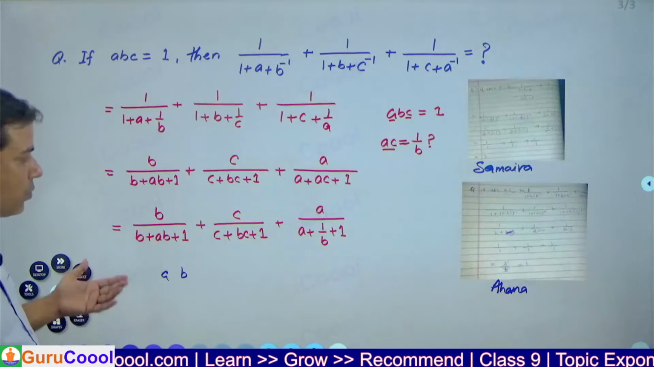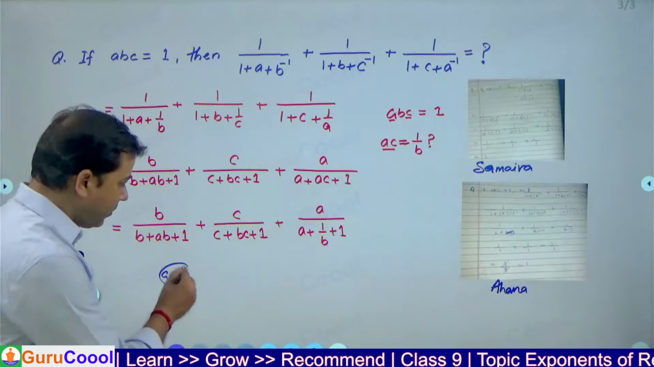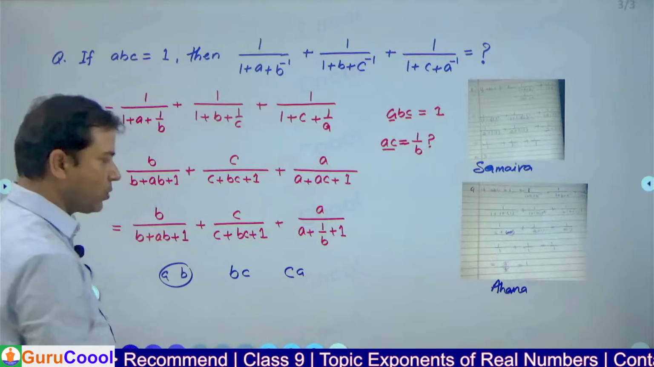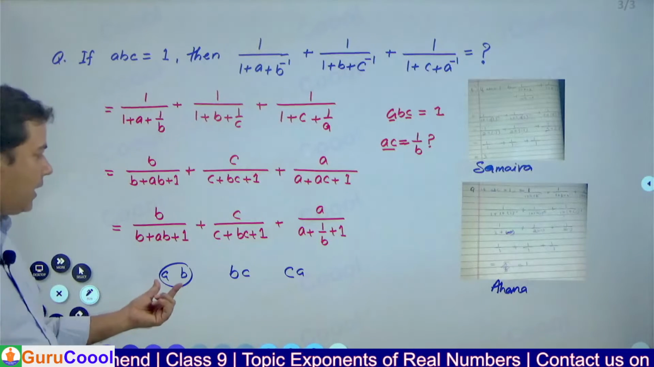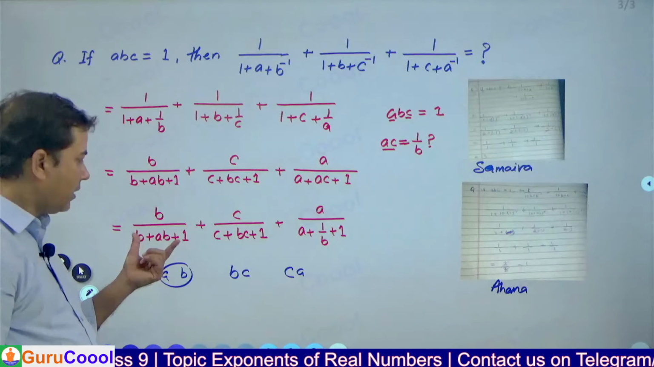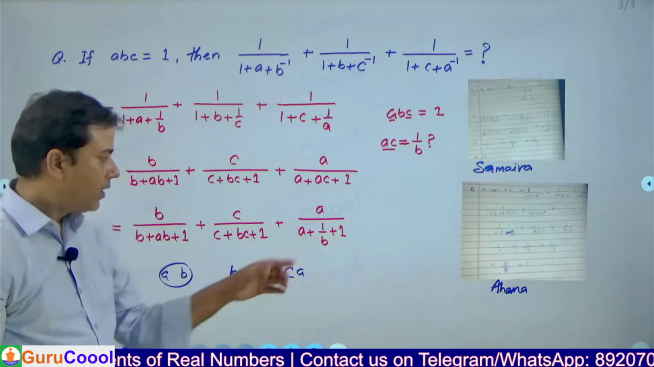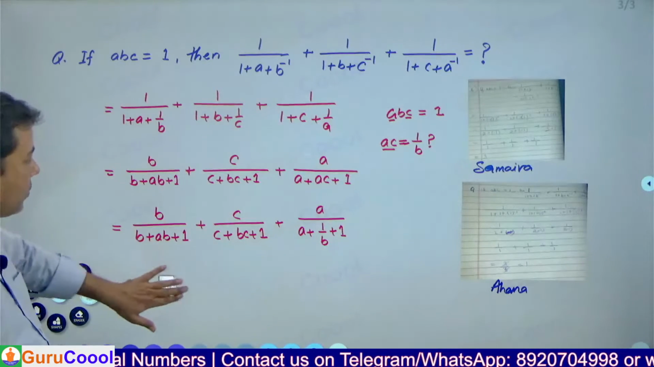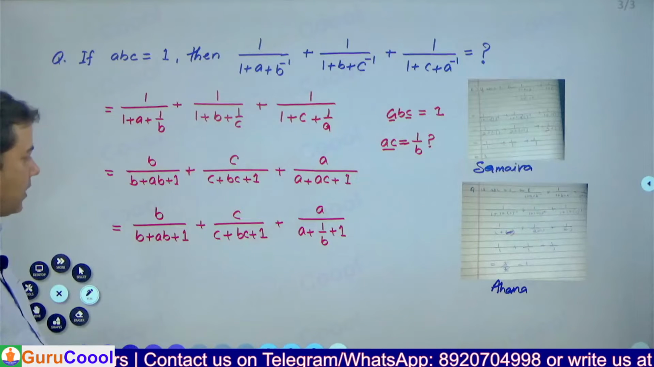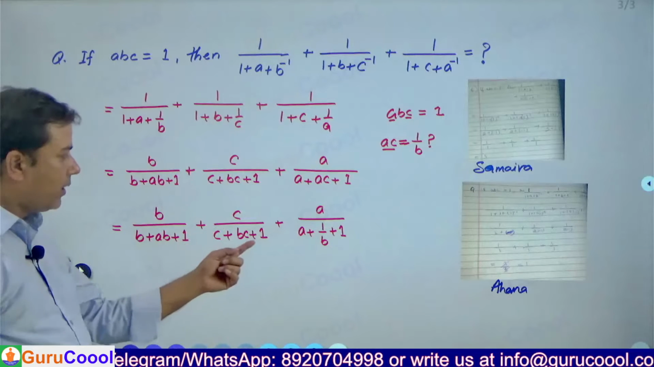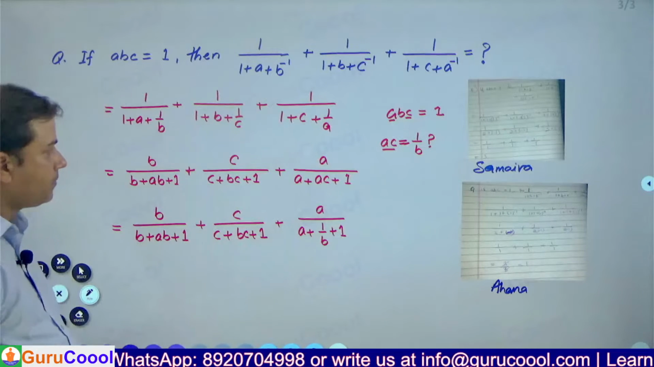I mean, you can choose any two. You can choose A, B, you can choose B and C, you can choose C and A. Your choice. I have chosen A and B randomly. I am creating the expressions in A and B. So here and here, I got that. Now I have to think of the second one. Is there a possibility to convert the denominator in terms of A and B?